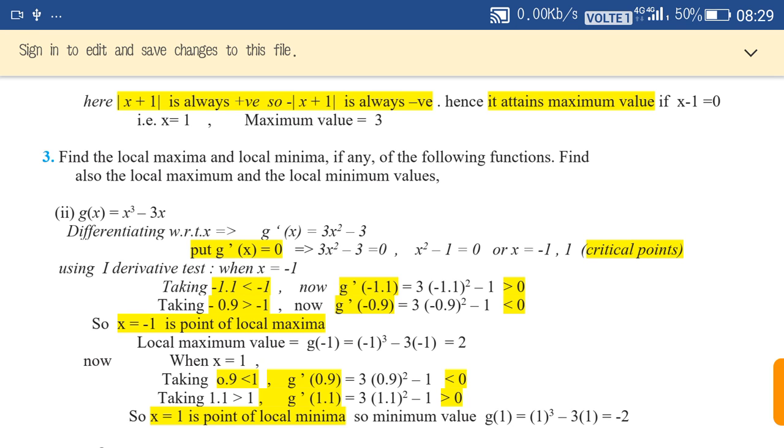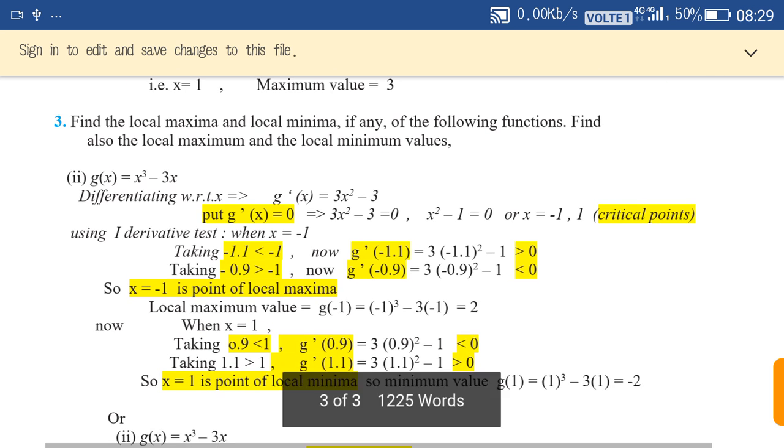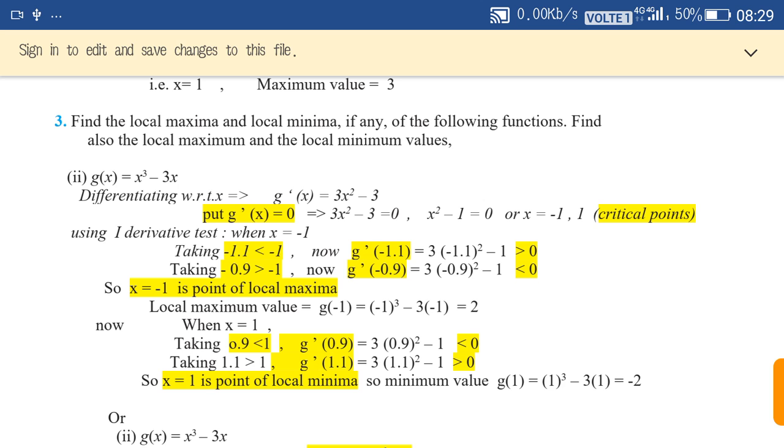g(x) is equal to x cube minus 3x. This is the function. Our first step is differentiate it. So differentiating, g dash x, we get 3x square minus 3.